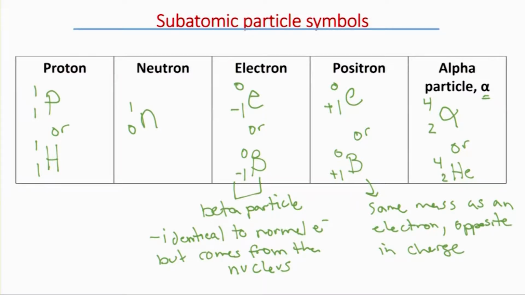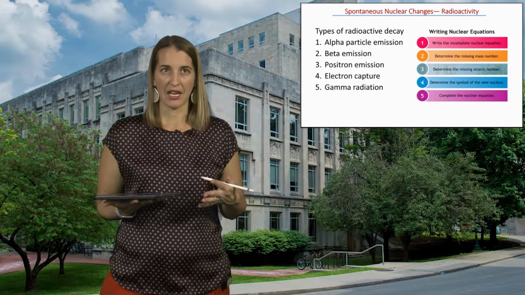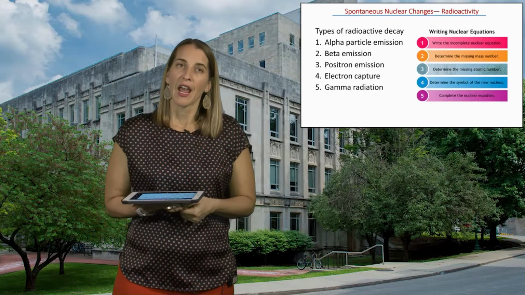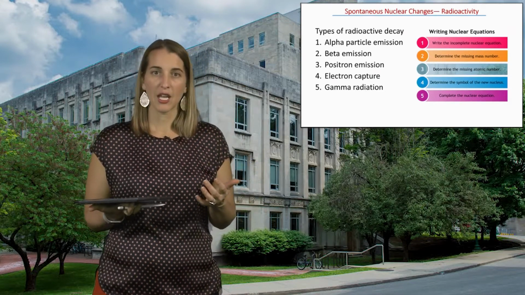All right, so these are the different subatomic particles. Now we're going to get in a little bit more and talk about some of the decay types. Here's a list of the 5 different types of decay that we'll be looking at. We're going to identify them and be able to write these reactions. As we're going through them, we will be writing the nuclear equations for each of these types.